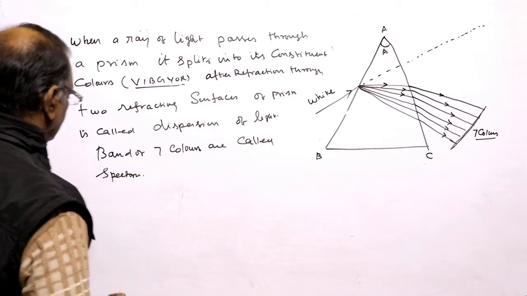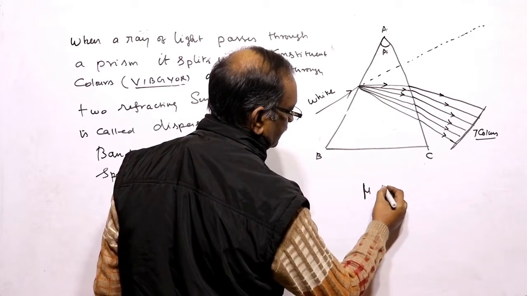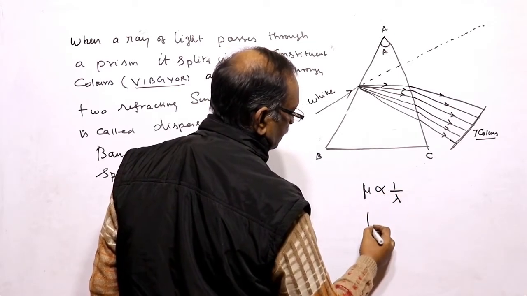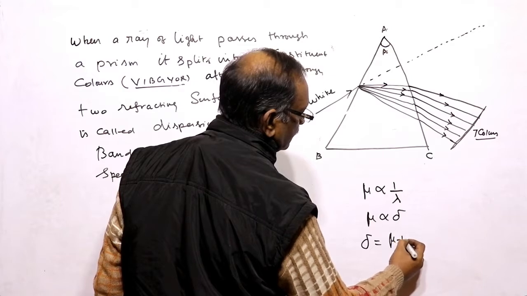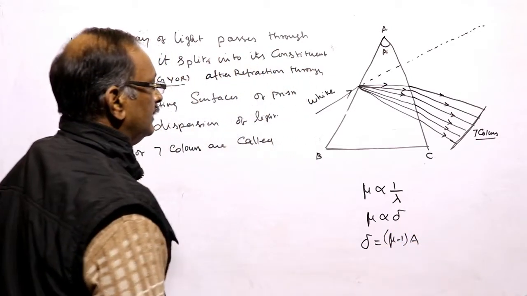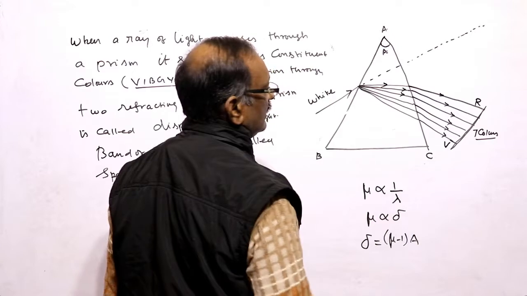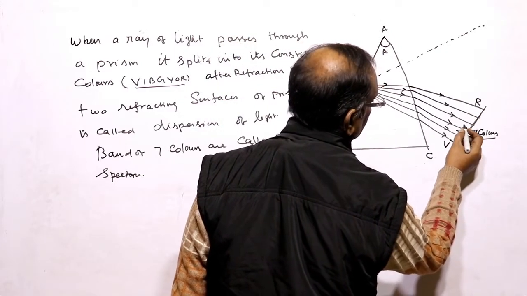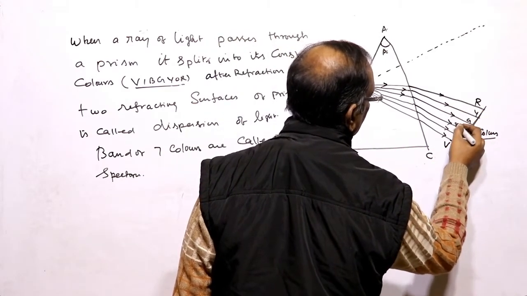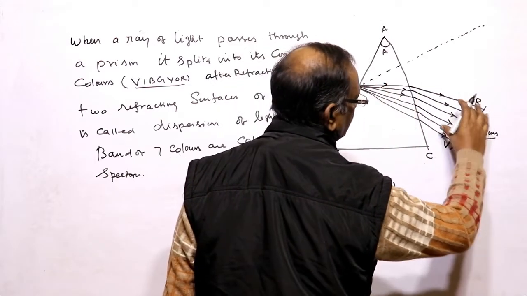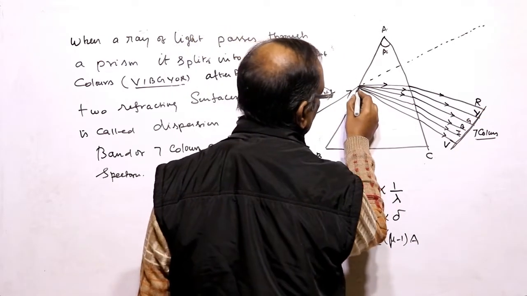Spectrum. We have already seen by Cauchy's relation that refractive index is inversely proportional to wavelength, refractive index is proportional to deviation, and deviation is given by refractive index minus 1 into angle of prism. So these are the colors. The red will be here and violet will be here. Red, violet, indigo, blue, green, yellow, and so on.